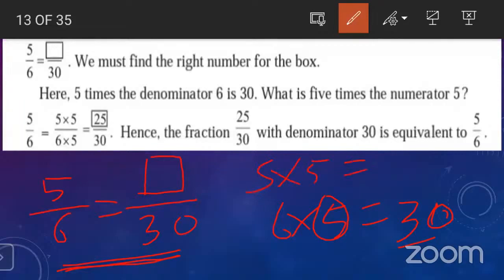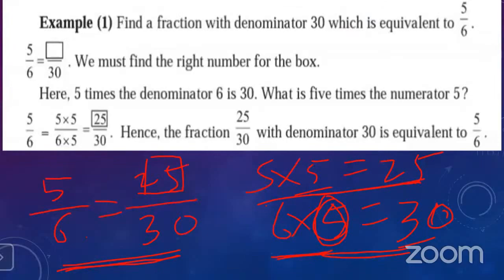So what is that number? 5 5s are 25. Yes. So let us write 25 in the box in this way. Look at here now. What we did: 6 multiplied by 5 is 30, and the number 5 which we used to multiply by 6, now the same number we have to use to multiply the numerator also. Okay. So 5 multiplied by 5 is 25. So here we got the final answer, that is 25.